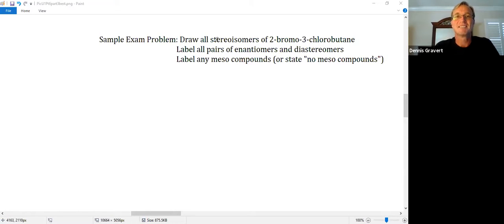All right, step 1, draw all stereoisomers of 2-bromo-3-chlorobutane. Afterwards, label all your pairs of enantiomers and all your pairs of diastereomers. Also, indicate or label any meso compounds. And if you leave it blank, I'm not going to give you points. You have to tell me there's no meso compound. I need to know what you know. So indicate it clearly on your exams.